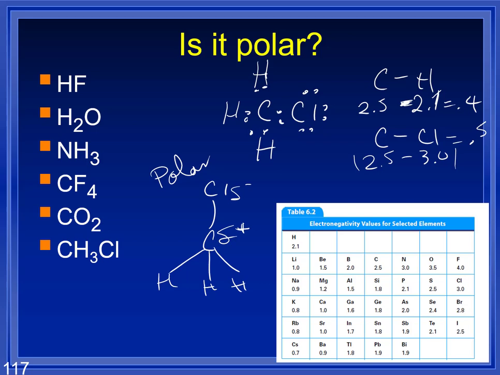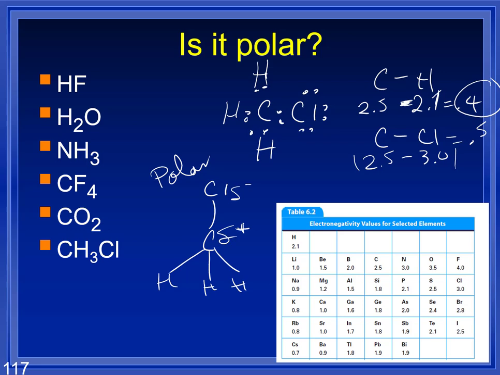So the bonds between C and H are neutral because they're nonpolar. So the nonpolar doesn't put a positive or negative. Polar puts the positive and negative on there. Does that make sense? Okay.